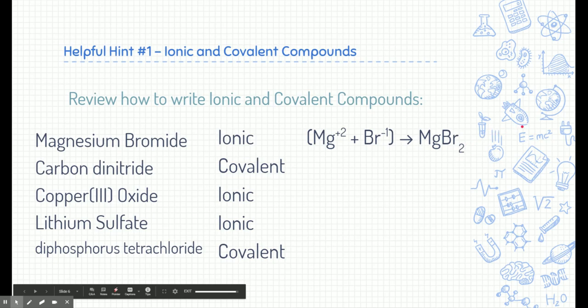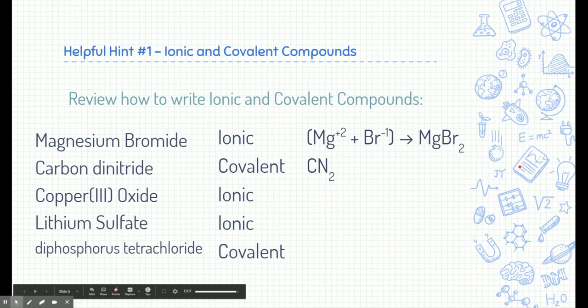Carbon dinitride is a covalent compound, so we don't need to worry about charge when we put them together. So how do we know how many there are? Well, that's where these prefixes come into play, and the prefixes are found on the back of your periodic table. Carbon dinitride is one carbon, and di means two, so two nitrogens. So carbon dinitride is CN2.